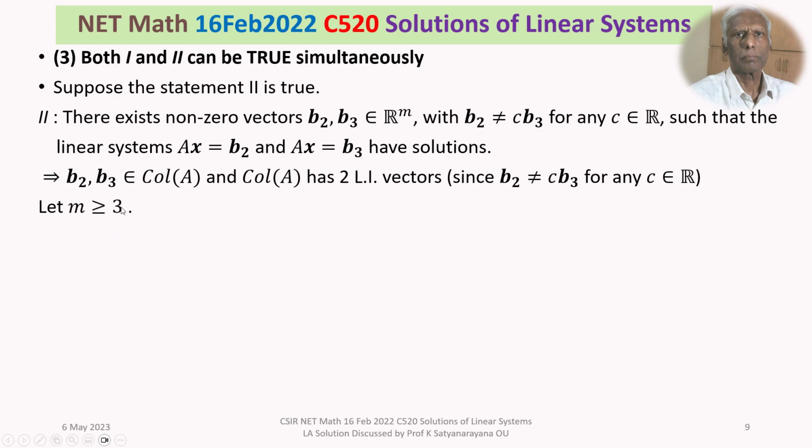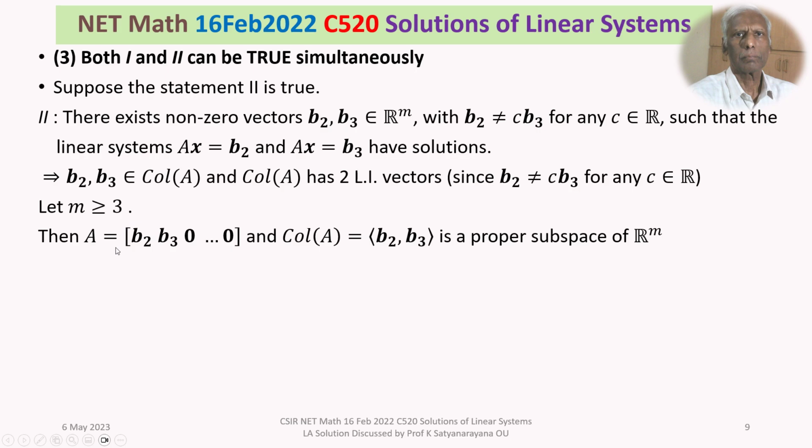Let m greater than or equal to 3. This is the particular situation where we are talking about. Then A is equal to the matrix whose first column is b2, second column is b3, and all other columns are 0. And because A is this one, column space of A is generated by these two vectors b2, b3, and they are linearly independent, is a proper subspace of R power m, because m greater than or equal to 3.